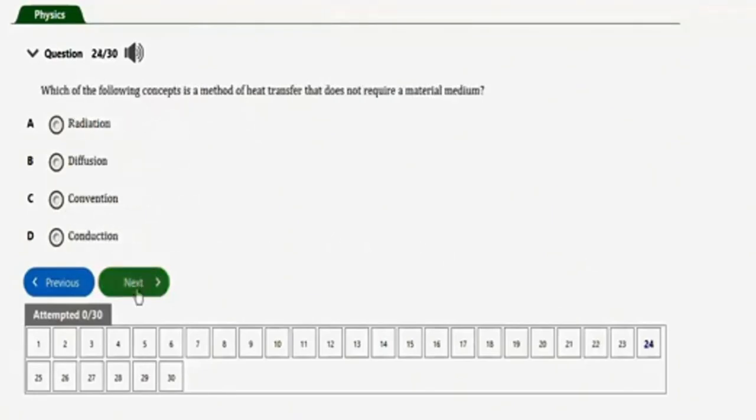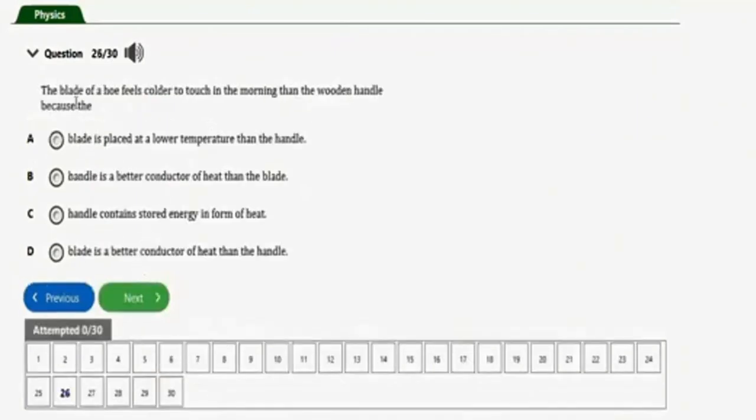This one says, which of the following concepts is a method of heat transfer that does not require a material medium? The correct option is option A, radiation. Let's go to the next question. It says, a man standing 2 meters from a charcoal fire is warmed mainly by, the correct option is option A, radiation.